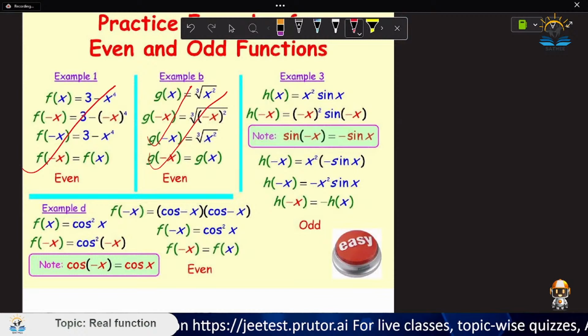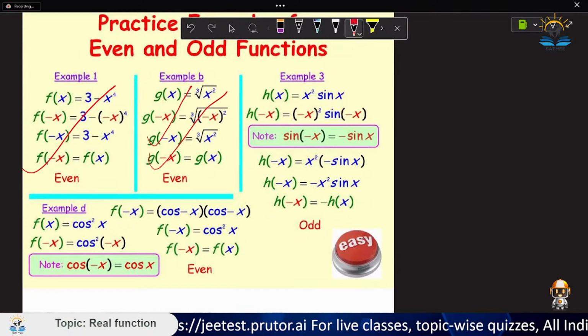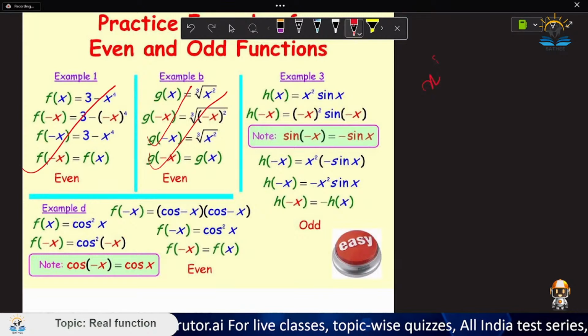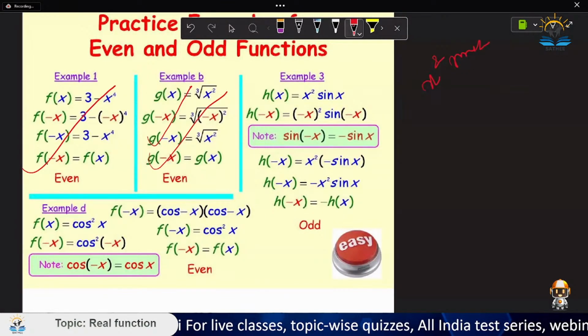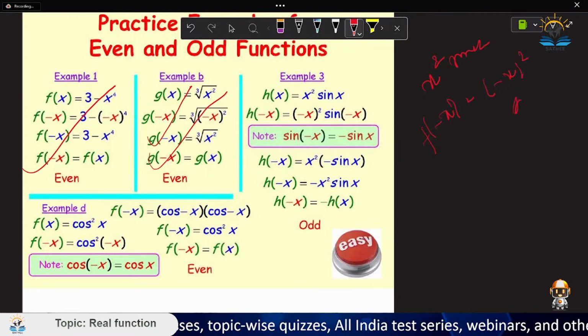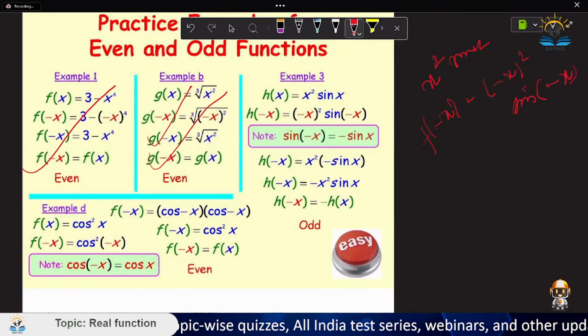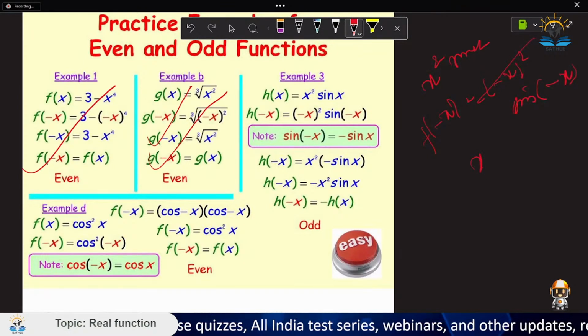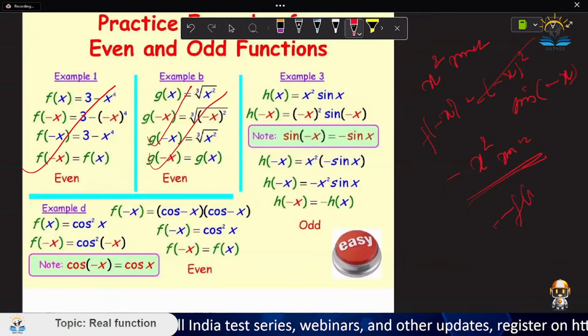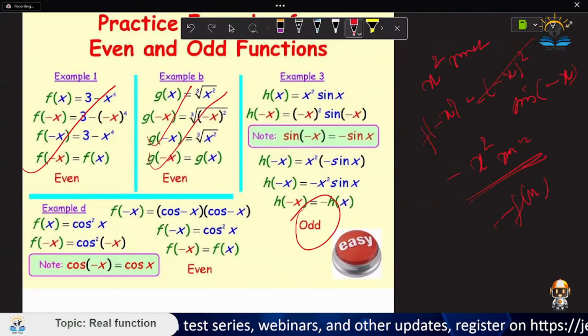Because if we square off minus x squared, the minus gets cancelled and it remains the same. Here, you can see that it is x square sine x, right? So if I write f of minus x, I get minus x square into sine of minus x. So this becomes x square and this becomes minus sine x. And this is equal to minus f of x. So it's an odd function.